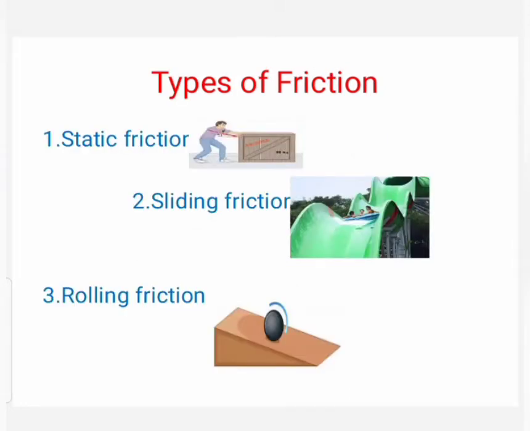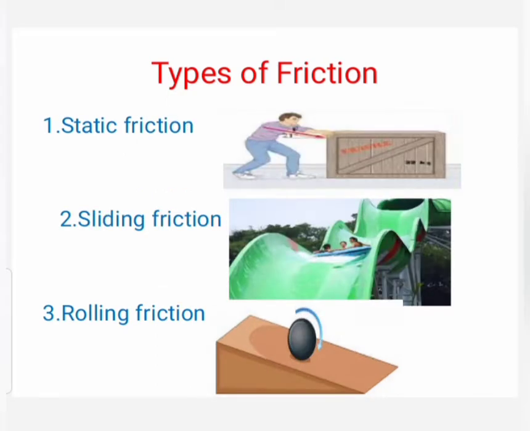Types of friction. There are mainly three types of friction. 1. Static friction. Second one is sliding friction. Third one is rolling friction. Now let us see what is static friction. Static friction is the friction exerted on an object at rest. Observe the figure. The body is at rest. To move the object, some amount of force is applied on the object.